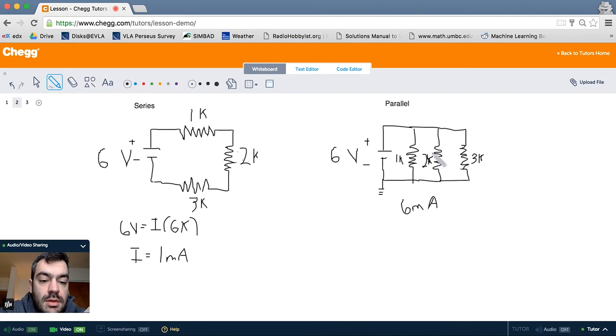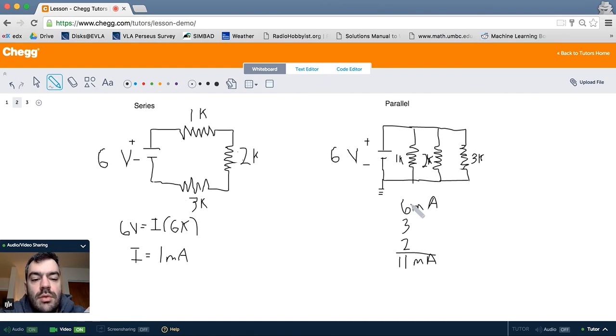Likewise, the voltage across this guy is 6 again. So the current going through this is 6 divided by 2 kilo ohms. So that's 3 milliamps. And then finally, the voltage across the 3K resistor is again 6 volts. So that means that the current going through that is 2 milliamps. So when you sum that up, you get that the total current being drawn from the battery is 11 milliamps.